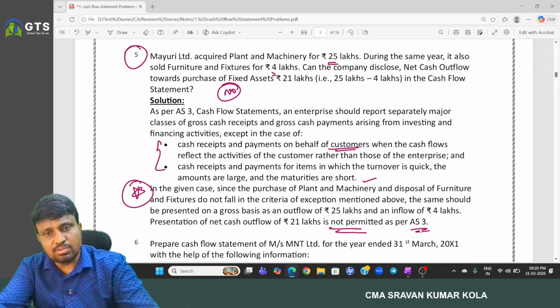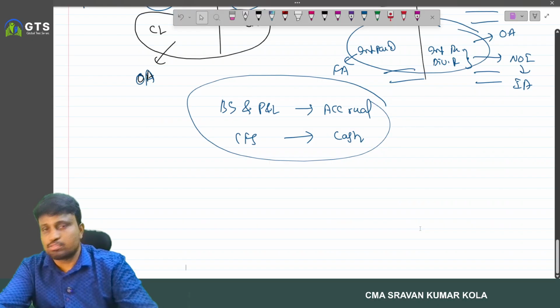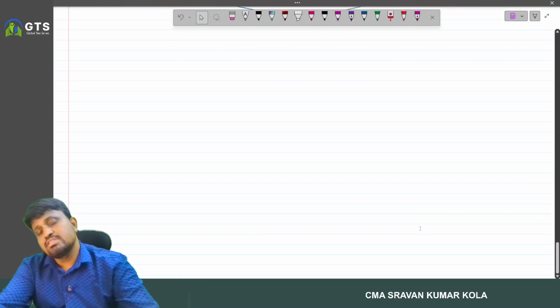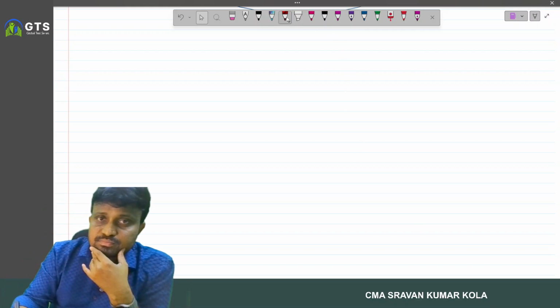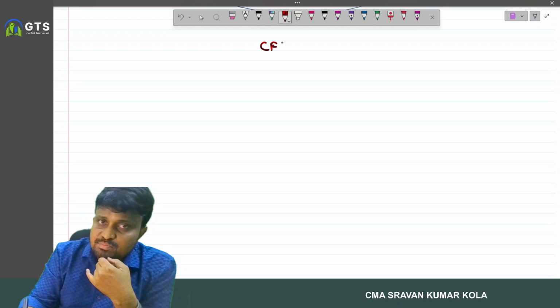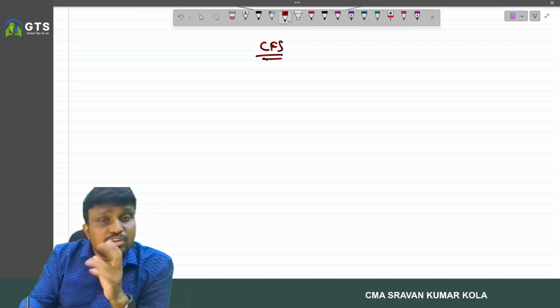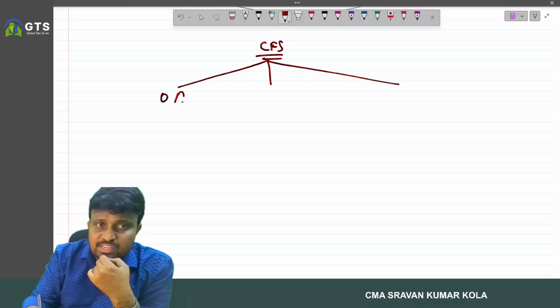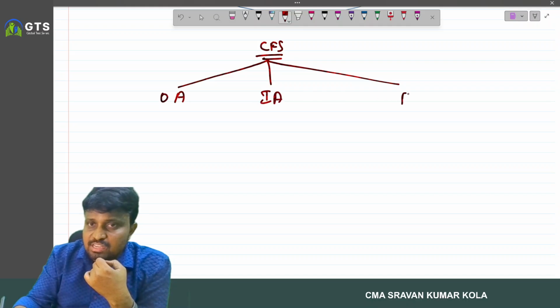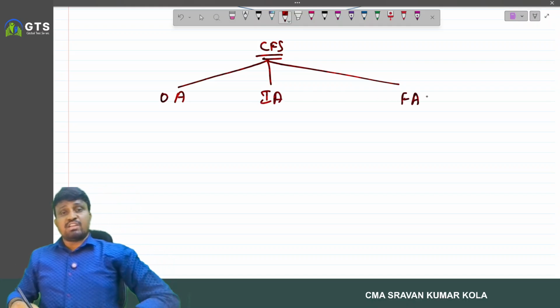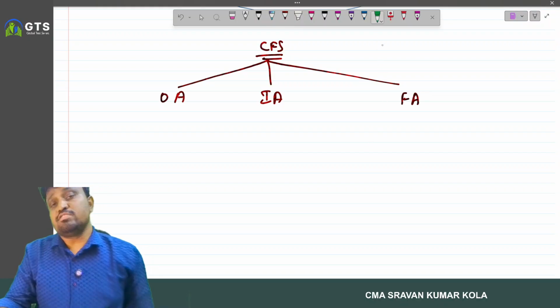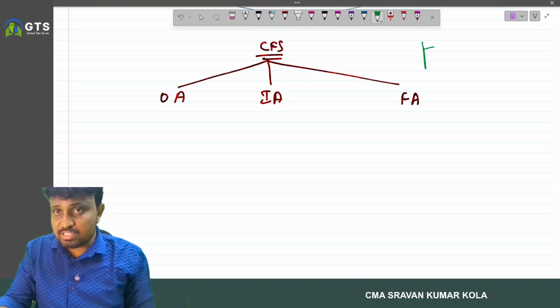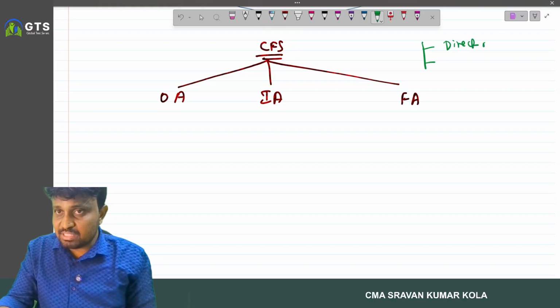So this is about the basics of the cash flow statement. And then we discuss what is the format. So the cash flow statement consists of what? Three activities, as we said: operating activity, investing activity, and financing activity. And for preparation of the cash flow statement, there are two methods we have: a direct method and an indirect method.